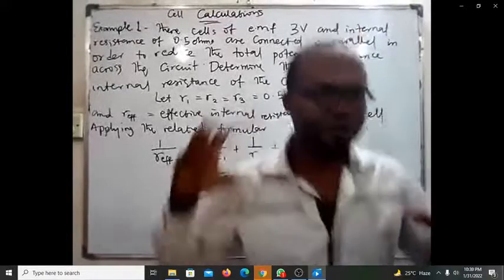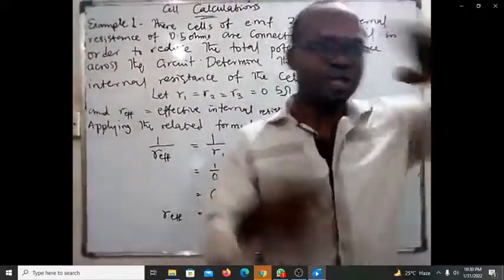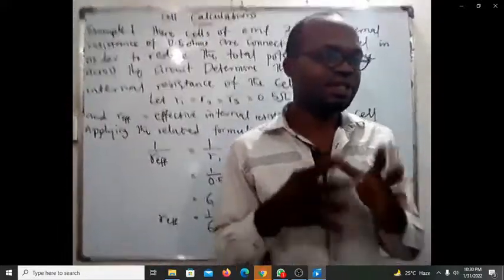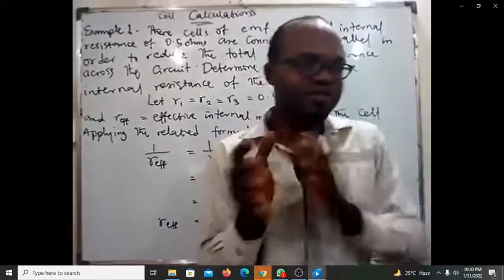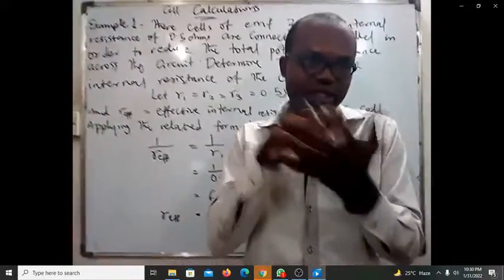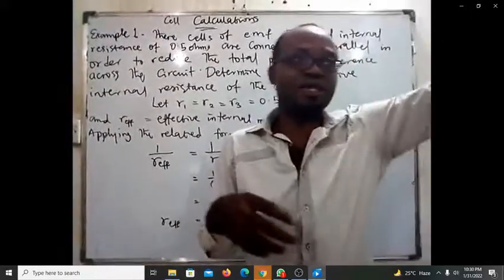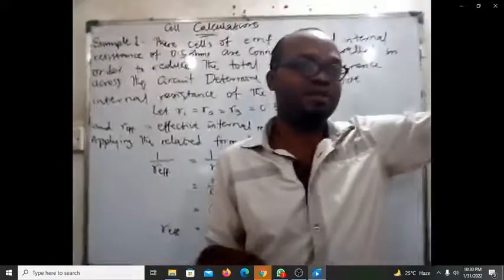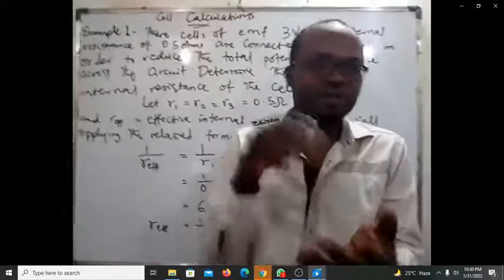EMF is the force which pushes out charges that will cause current due to its flow. You understand? Internal resistance is the ability to prevent the free flow of those charges inside the cell. Inside the cell, that's why you call it internal. There are also resistors connected in the circuit, but you are not looking at the resistance of those resistors. You are looking at the resistance of the materials of the cell.